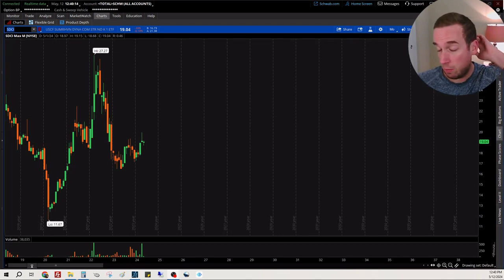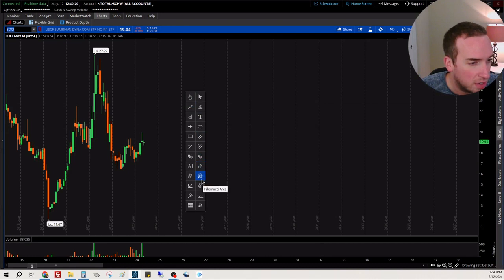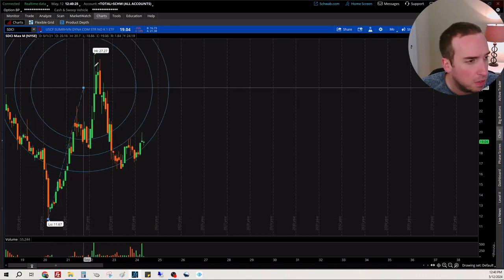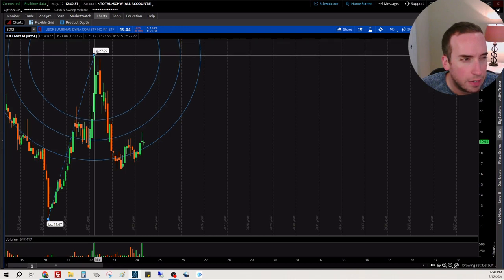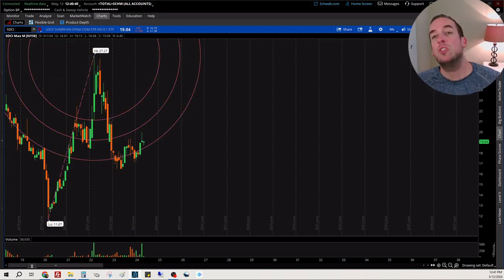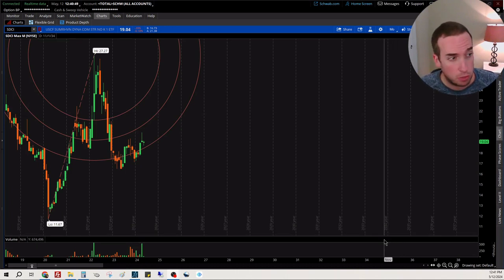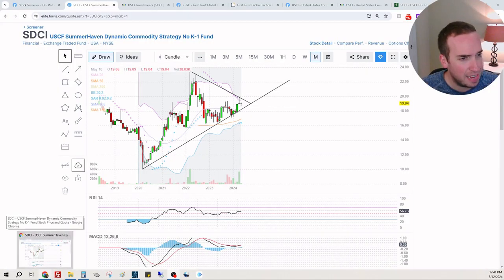So a couple of reasons why I wanted to look at this. I wanted to check out the Fibonacci arcs. What is that? It is this. So we're going to go to 1167 down here to 2727. 2727 right there. Okay. So I just want to see how the candles respected these rings and what we can expect to see going forward. And just making sure I'm on the right symbol, SDCI.